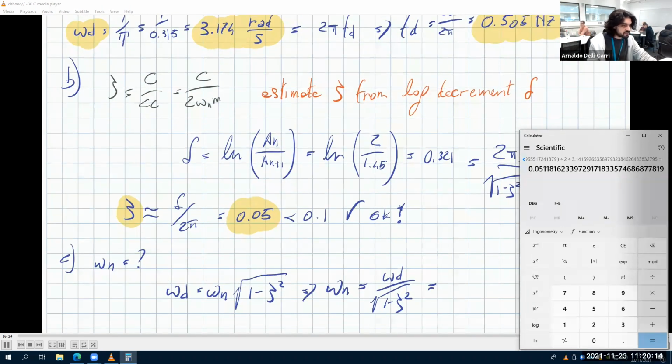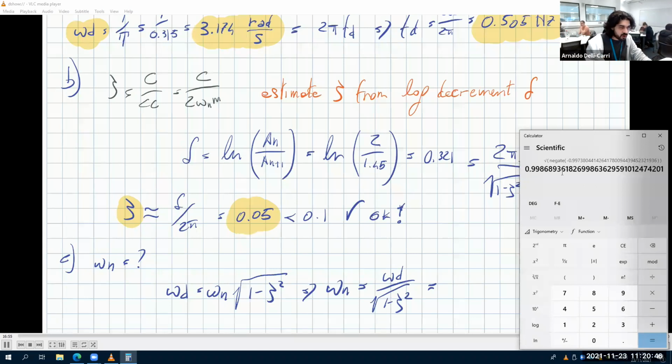So this is zeta. If I square this and take the negative of this, minus 1, and then take the positive of this, and I take the square root of this, okay, so this is 0.998. It's basically almost 1. And it makes sense because the damping ratio is very small, so it's very lightly damped.